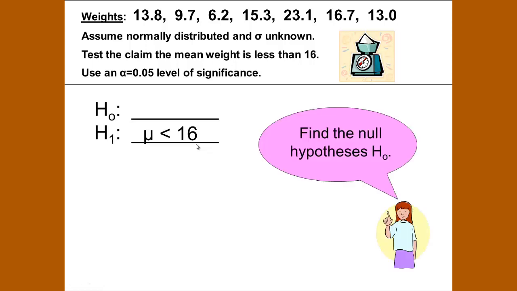Next, we need to find the null hypothesis, or H0. And the null is always the complete opposite of the alternate. The alternate and null are opposite statements. So what is the opposite of less than 16? That would be greater than or equal to 16. This gives us the null of mu greater than or equal to 16.